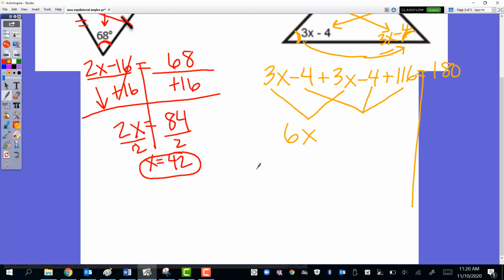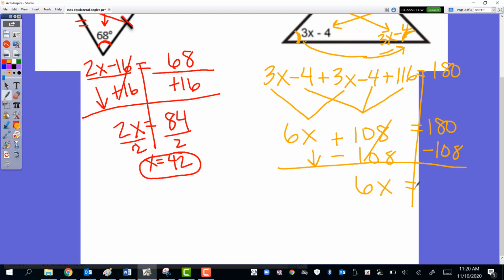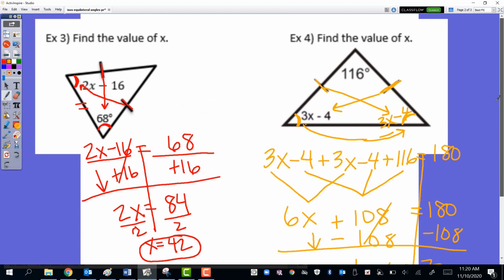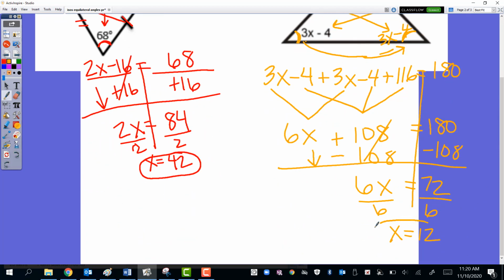116 is positive 108 equals 180. I'm moving 108 to the other side. This cancels. 6x, drop it down. 180 minus 108 is 72, divided by 6. X equals 12. Did I have to plug it back in? No, it just said find the value of x, so I'm done.